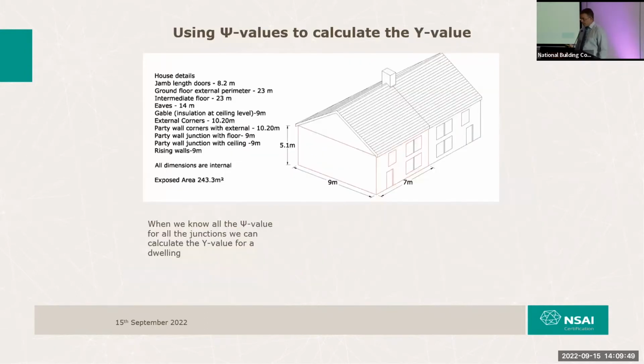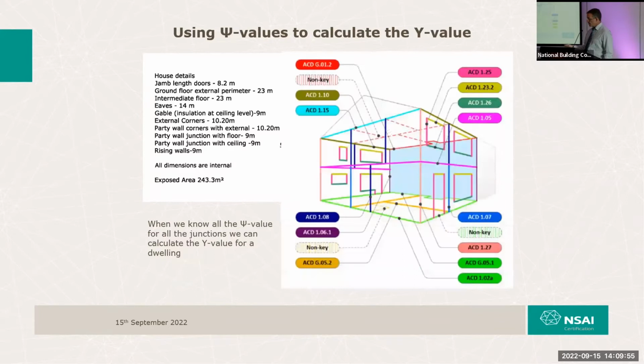Again, we go back to the Appendix E house. So when we know the Psi values for all of the bridge junctions in the house, we're able to sum them up to get a total amount of heat energy associated with all of those thermal bridges. We then reverse engineer it. We divide it by the envelope area to establish the Y value, which goes into DEAP.